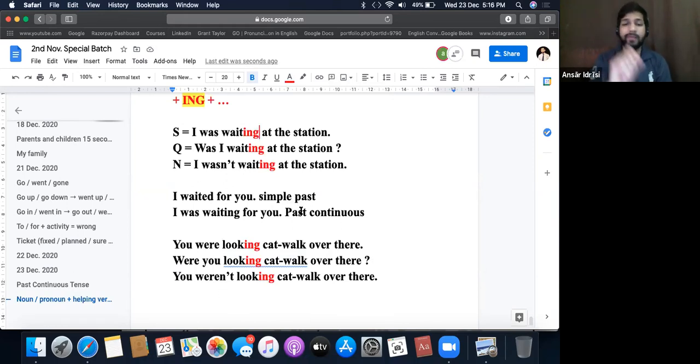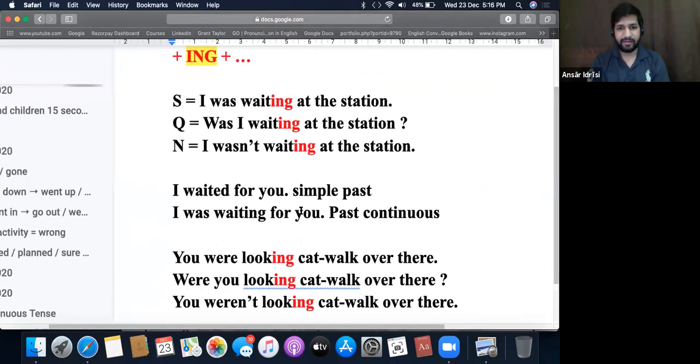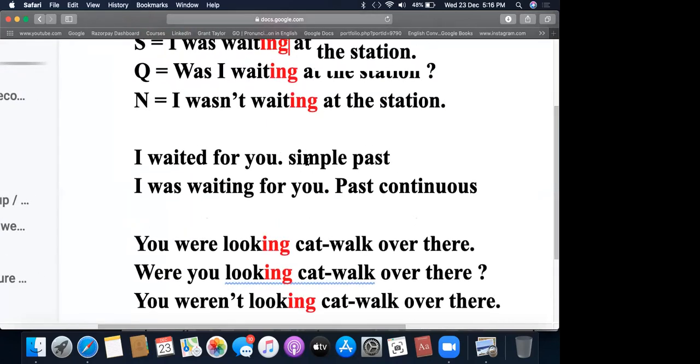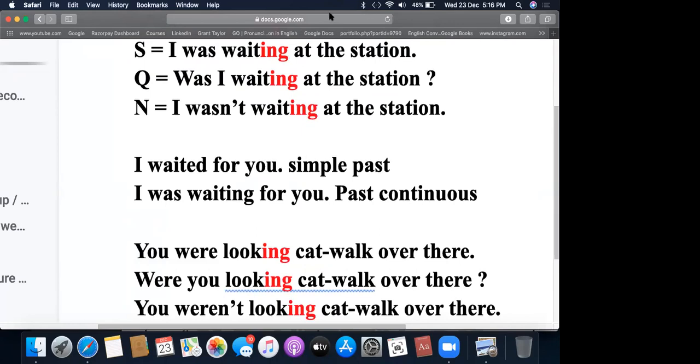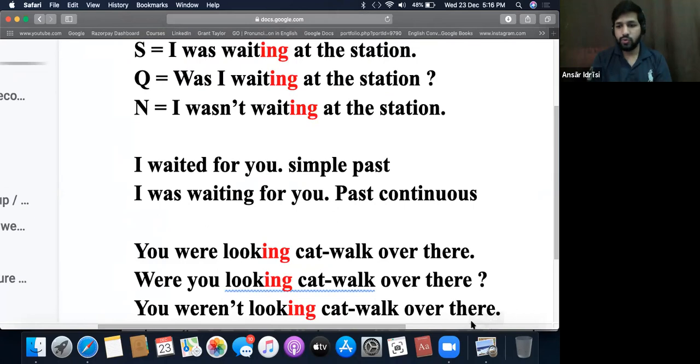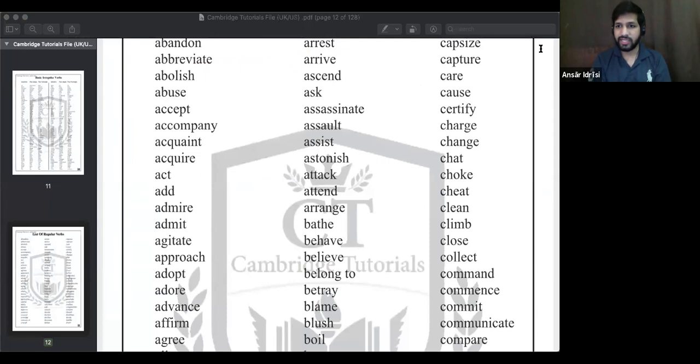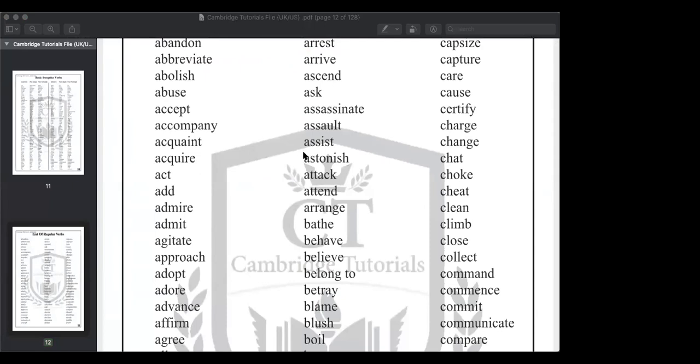I want you to make sentences now with past continuous tense with I. Faster, only with I. I was booking a bike. Was I booking a bike? I wasn't booking a bike. Good. I want you to take these verbs and make sentences, verb plus ING. Quickly, please. I was working at Synergy Infotech. Was I working at Synergy Infotech? I wasn't working at Synergy Infotech.